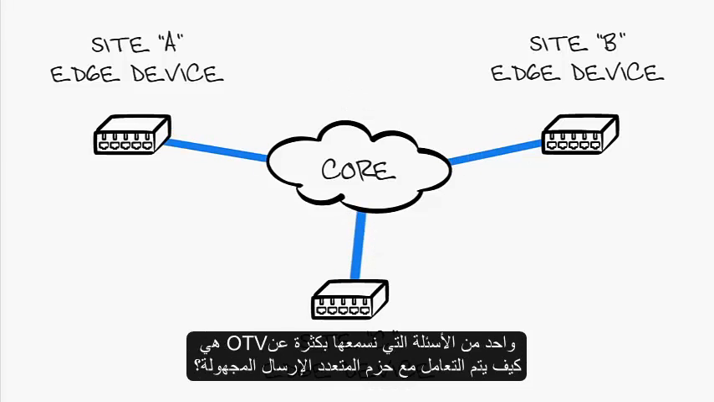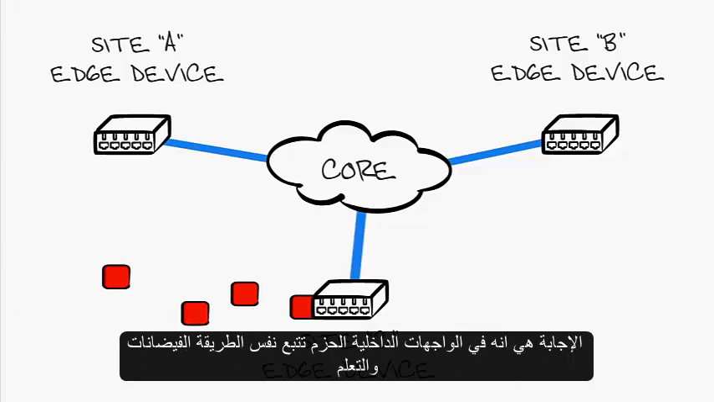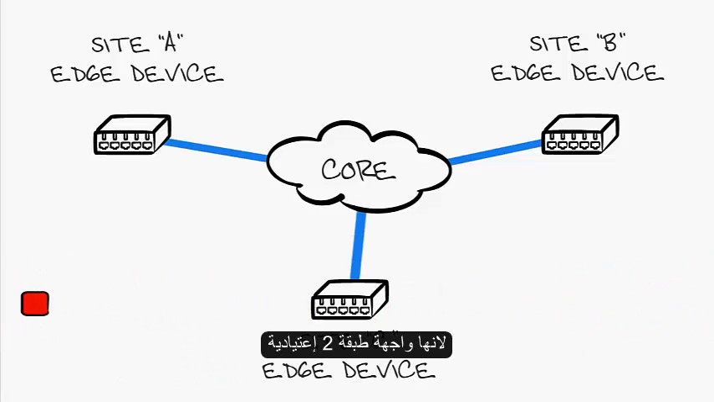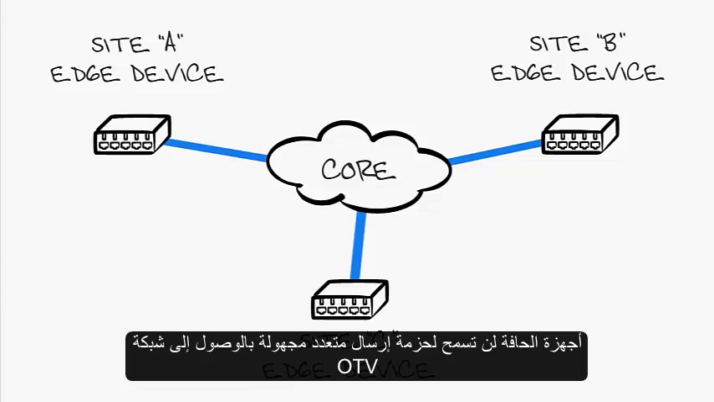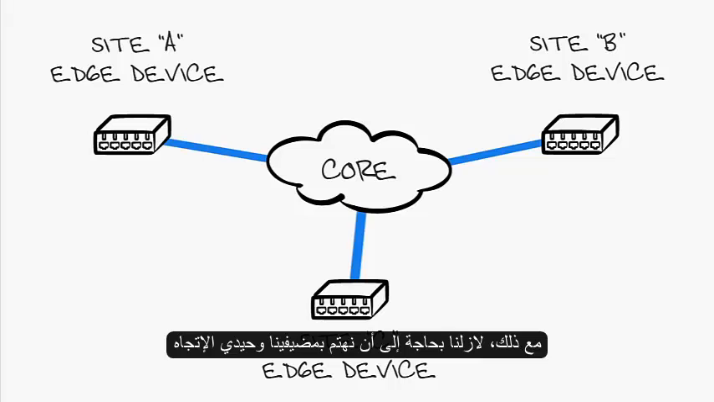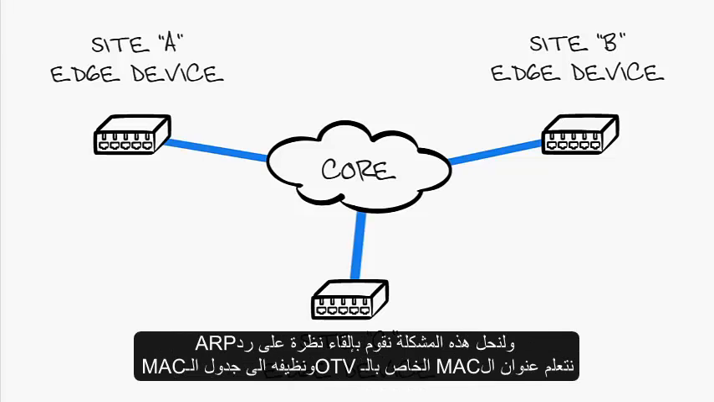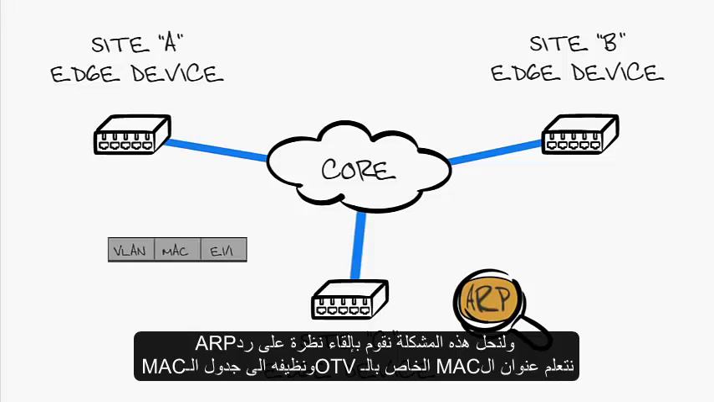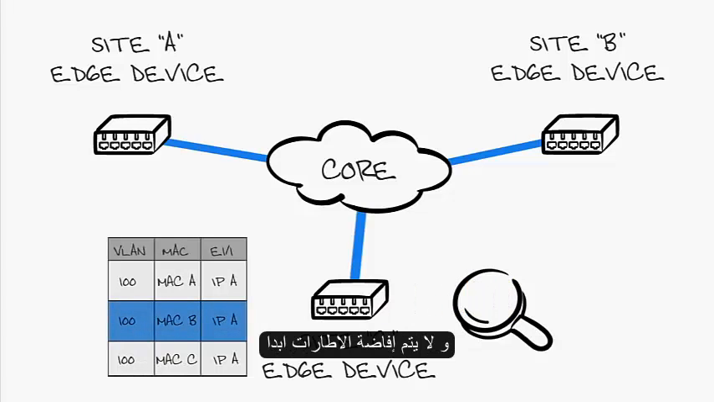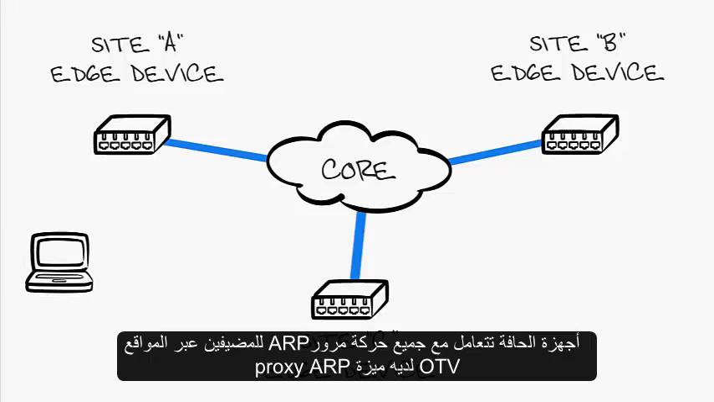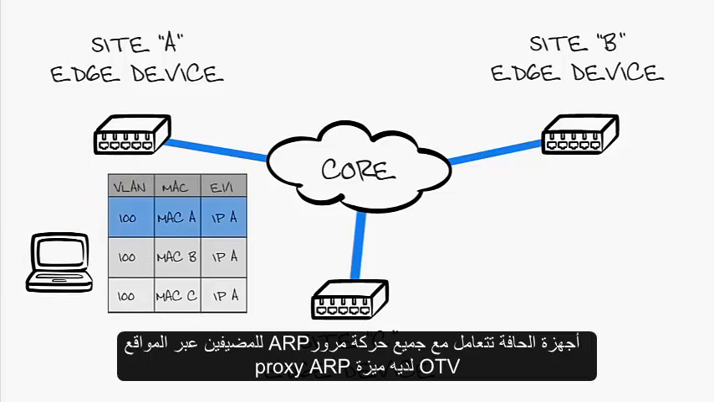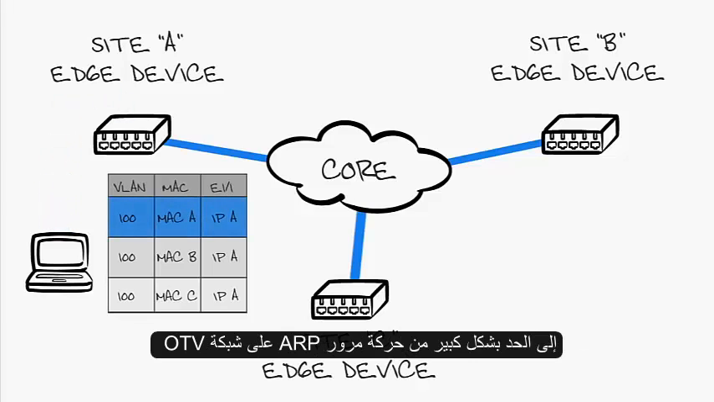Now, one of the questions we hear a lot on OTV is how unknown unicast packets are handled. Well, the answer? On the internal interfaces, the packets follow the normal flood and learn process since it's a traditional Layer 2 interface. The edge devices will not allow an unknown unicast out onto the OTV grid. However, we still need to take care of our unidirectional hosts. So to solve that, we snoop the ARP reply, learn the MAC address, and add it to the OTV MAC table, and the frame is never flooded. Edge devices handle all ARP traffic for hosts across sites. OTV has a proxy ARP feature to dramatically reduce the ARP traffic on the OTV grid.